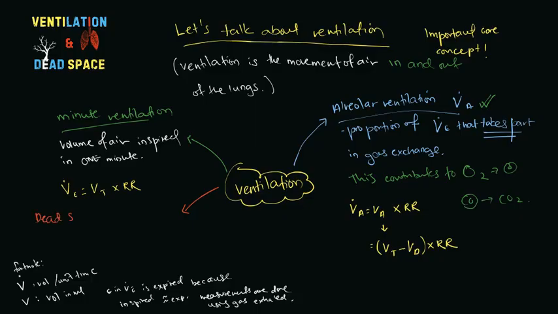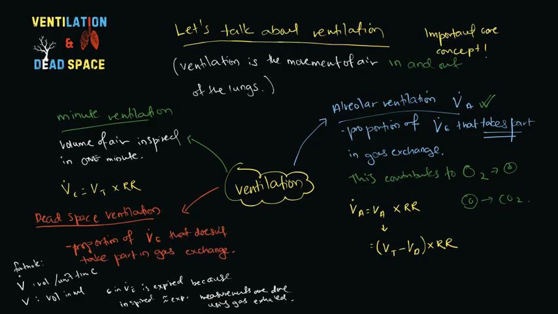The contrasting opposite of alveolar ventilation is dead space ventilation. This is the proportion of minute ventilation that doesn't take part in gas exchange. Mathematically, it can be written as dead space ventilation is equal to dead space volume times respiratory rate. So you can get the volume of dead space by subtracting alveolar volume from tidal volume, times this with respiratory rate, and you'll get dead space ventilation.